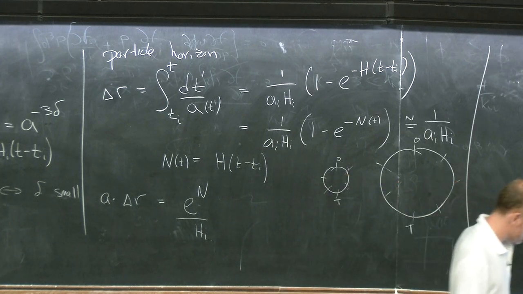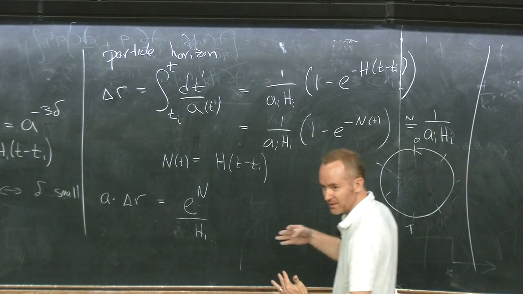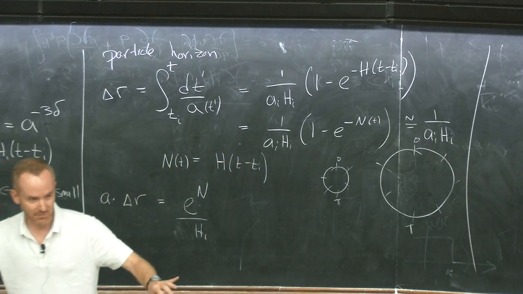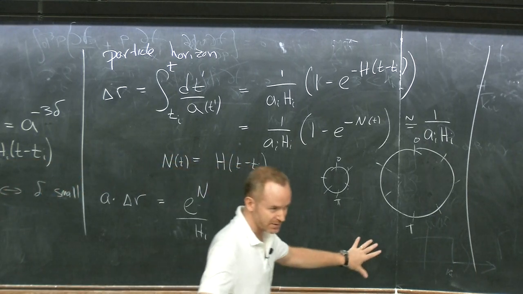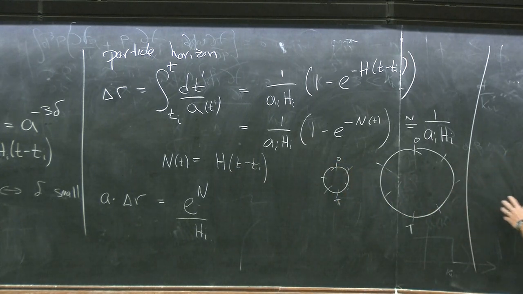And you can imagine that this might solve the flatness and horizon problems, because the flatness and horizon problems were why there are so many independent horizon volumes in our past, and why those horizon volumes look so similar and look so flat. Well, if in fact there weren't so many, maybe there was only one, then you can understand why they all look the same. It's because really they're all just coming from one initial patch. So let's see if that can work.